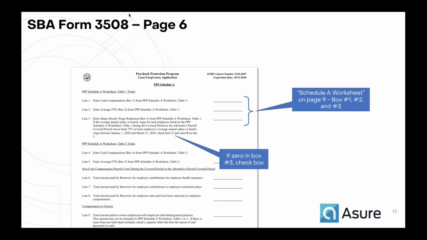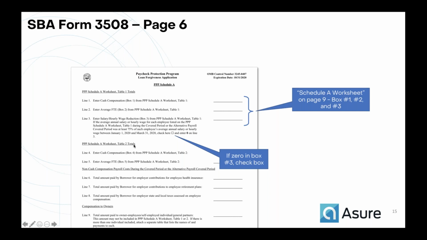So quite literally, line 1 and 2, this is going to feel an awful lot like filling out a tax return, if you've ever done that manually for some of you folks. Line 1 and 2, it's quite literally box number 1, box number 2, and box number 3 from page 9 from the Schedule A worksheet. So all you're doing is popping those numbers. For line 3, if you have a 0 in box 3, then you just check that box, right? And so all you're doing is pulling forward that data for calculating what forgiveness there may be. And that's the PPP Schedule A worksheet table 1 totals. For this top section, it's table 1 totals.